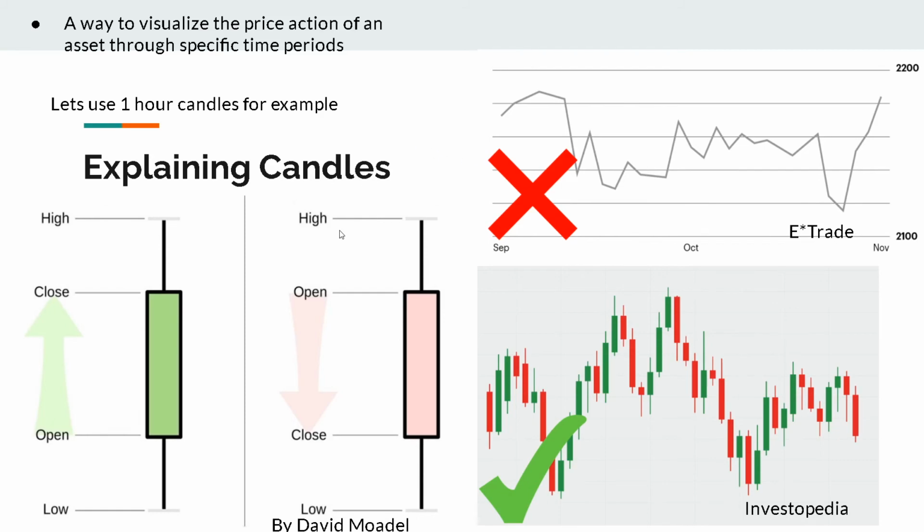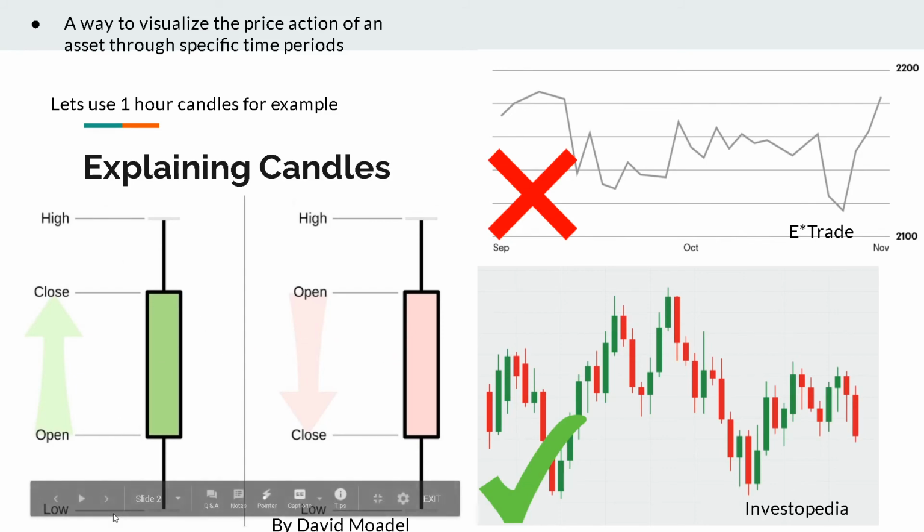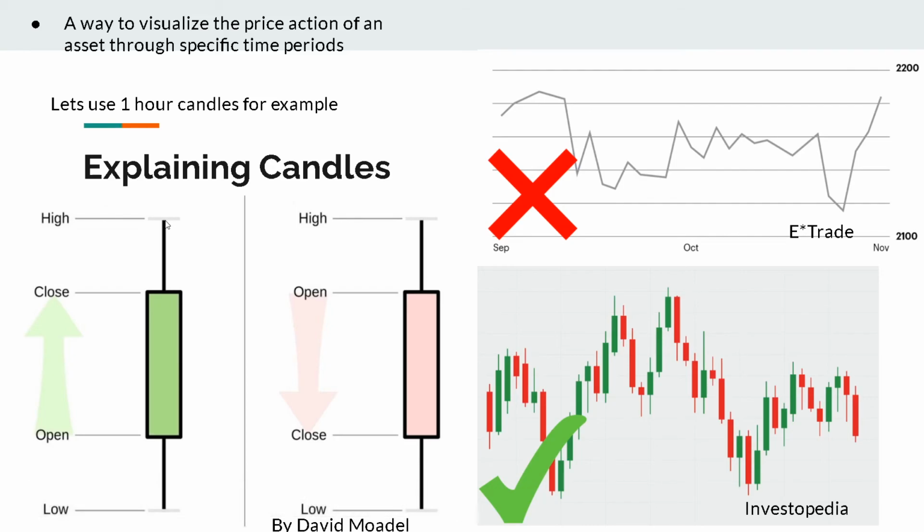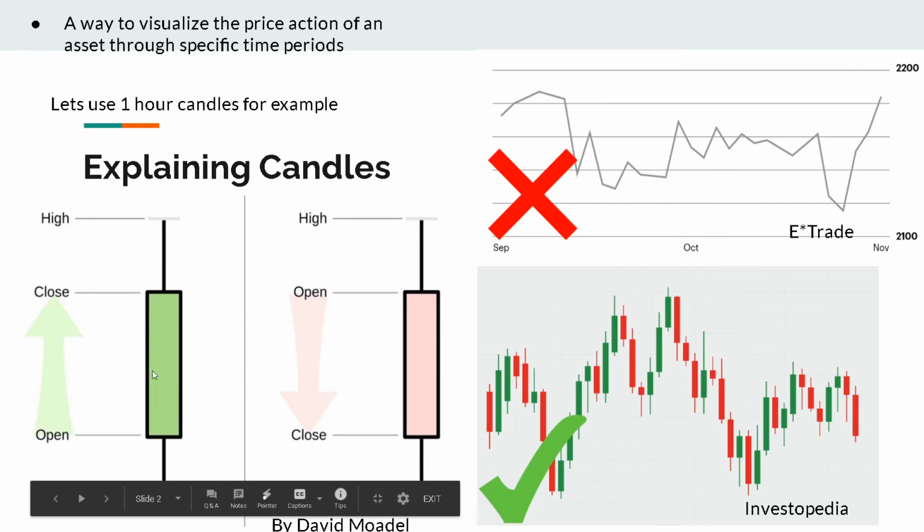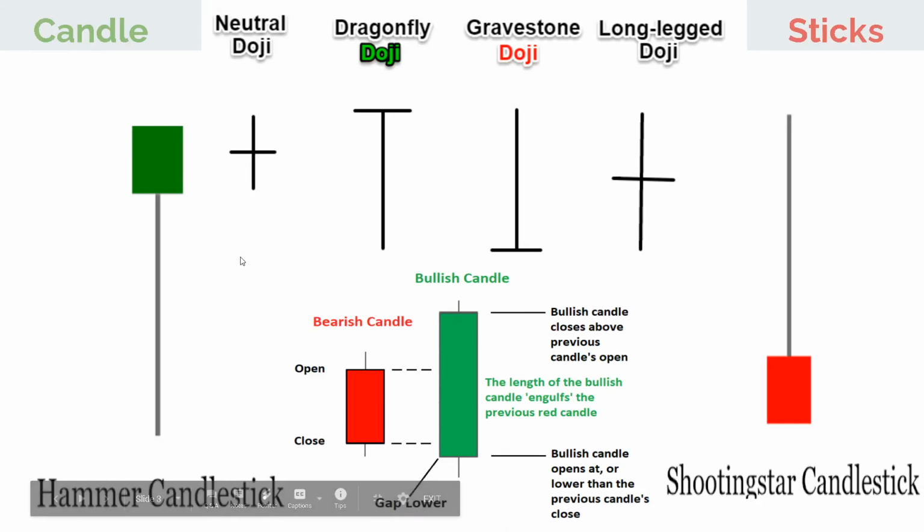For example, let's use a 1 hour candle. You can pick any time frame you want, but just for the sake of this video, we have two candles right here, a green candle and a red one. Both candles show the lowest point of that hour, the opening point of that hour, the closing point of that hour, and the highest point of that hour. Now, if within that hour the price closed higher than it opened, it's going to be a green candle. If it closed lower than it opened, it's going to be a red candle. So this is just how you can interpret these candles. Pretty much 4 pieces of information on this candlestick. And let's get it going.